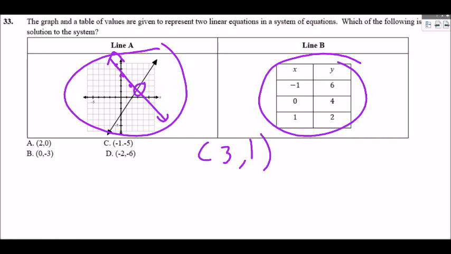So 2, 0 would be right here. 0, negative 3 would be down here. Negative 1, negative 5 way down here. And then 2, negative 2, negative 6 is way down here. These three are way off. So either my line drawing skill is bad, but that is the closest answer I have to it at 2, 0.